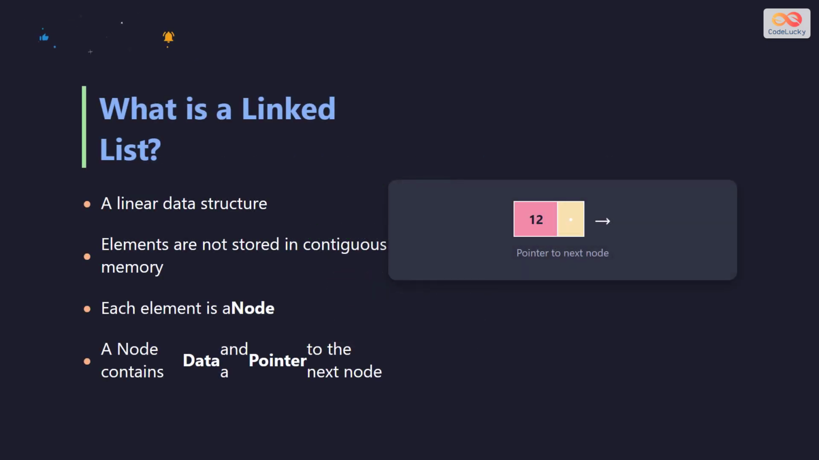Before we dive in, let's quickly recall what a linked list is. Unlike arrays, linked list elements are not stored next to each other in memory. Each element, called a node, contains data and a pointer that tells us where the next node is located.